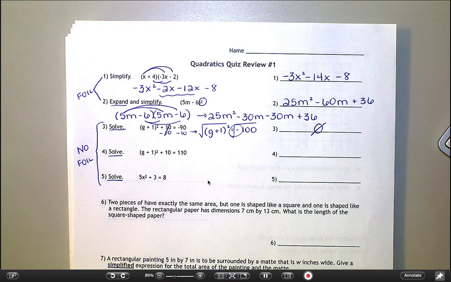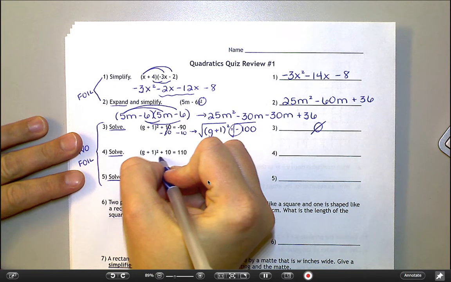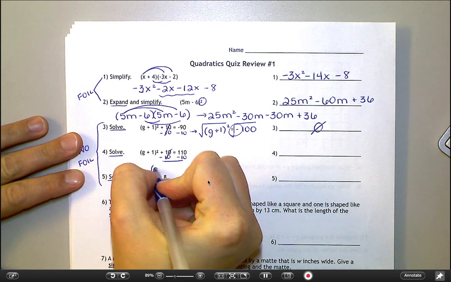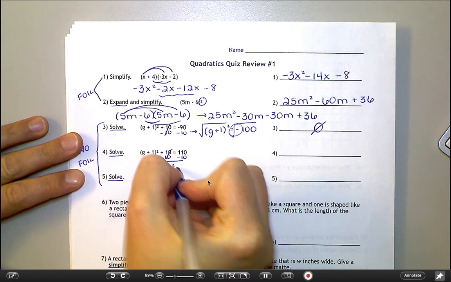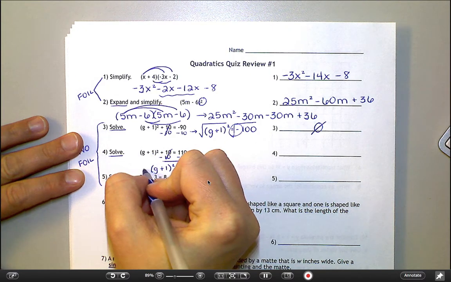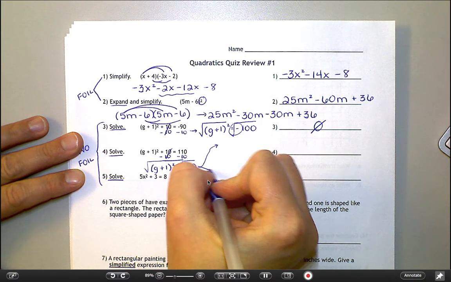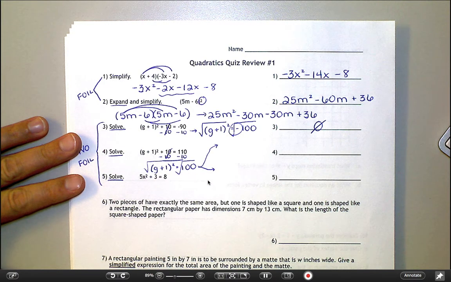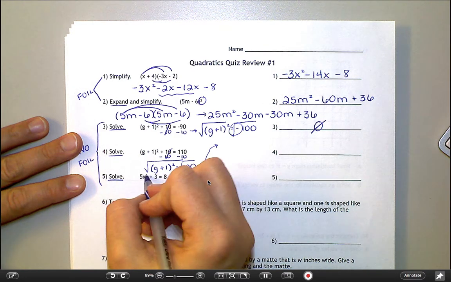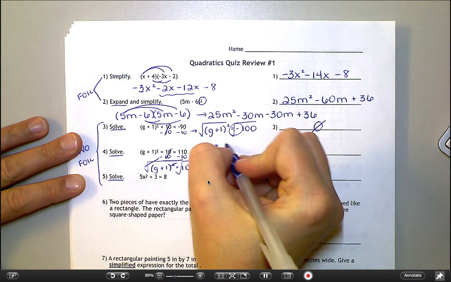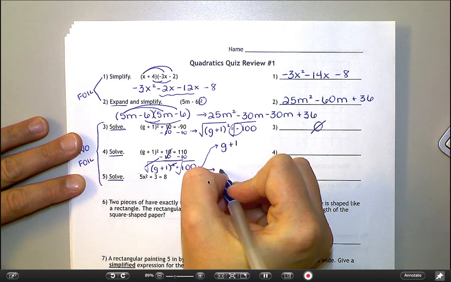Now let's look at the next one. The startup is very similar. I'm going to subtract 10 and subtract 10. So I end up with g plus 1 squared equals positive 100 this time. So this time I can go ahead and take a square root. When I take a square root, right away I know I'm going to have two different answers or two different problems. On the left side, square root of g plus 1 squared, all that's really happening there is those two things are canceling out. So I know I'm going to end up with g plus 1 either way.